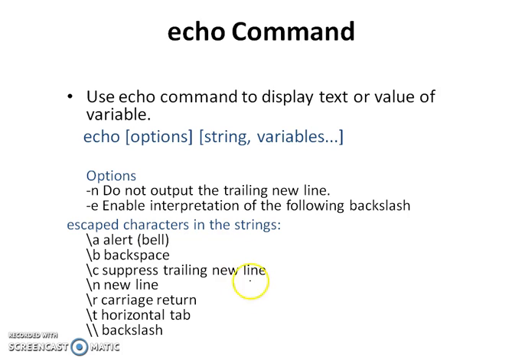The echo command is mainly to display some text or value on the screen. The echo syntax is echo, option, then string or variables. The option may be -n or -e. -n is used to suppress the trailing new line, and -e is to enable the interpretation of backslash characters. That means if we want to enable the new line character, then echo -e, then \n, then the string.